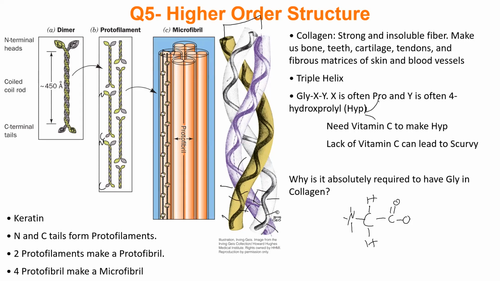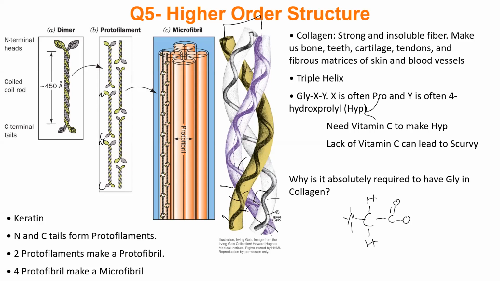Glycine can fit in the core of the triple helix. Perfect. That's exactly what it is, right? So in the core of this helix, you have 3 proteins coming together. It's going to be very packed with atoms in there. So if you have any side chain whatsoever, you're going to cause steric clashes. You're not going to form this tight helix. You're not going to be able to tie these 3 proteins around each other.